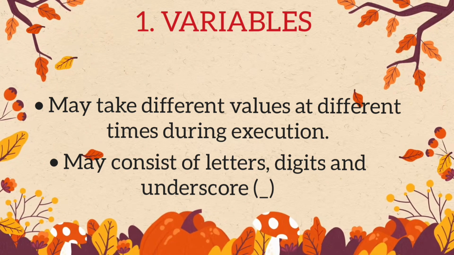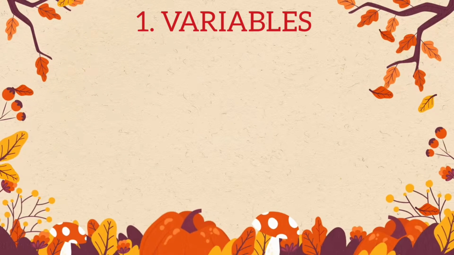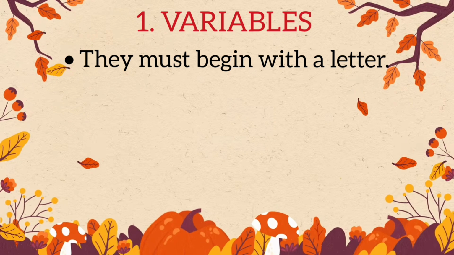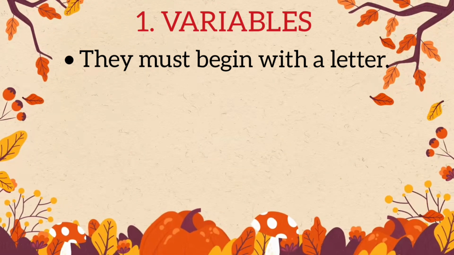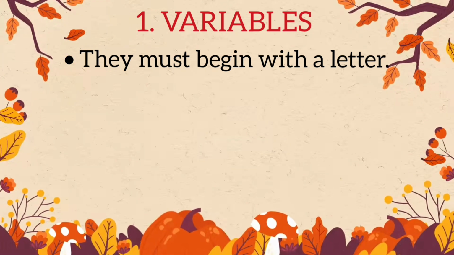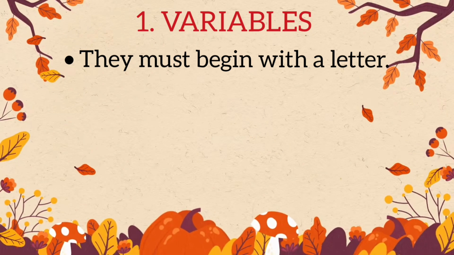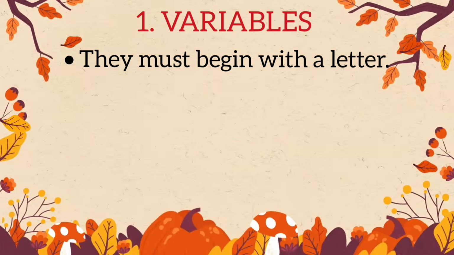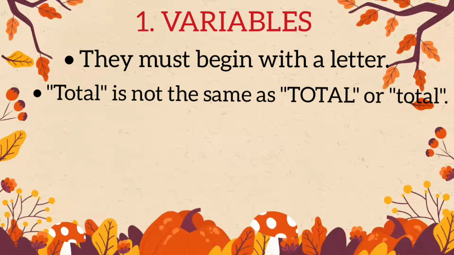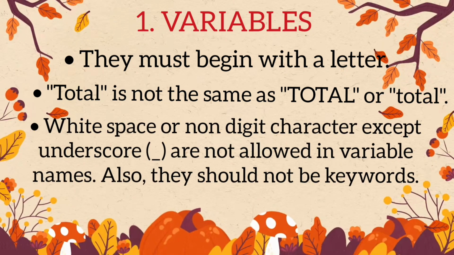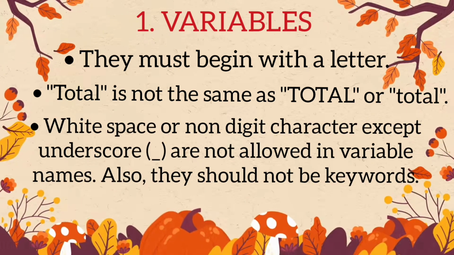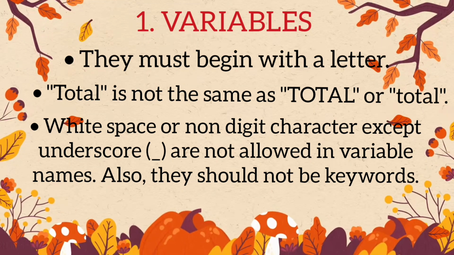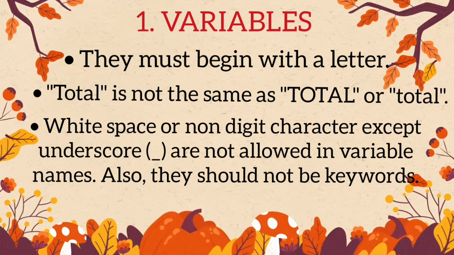Now there are some rules regarding variable names. First of all, they should begin with a letter, not a digit or a special symbol. Underscore can be used, but only some systems allow it, so it's better not to use it at the beginning of a variable name. Secondly, C is a case sensitive language. That means if you write the word total in capital and again in small, these two words are counted as different. Thirdly, white space, that is blank space, is not allowed in variable names. Also, no non-digit characters are allowed in variable names except underscore. Moreover, the variable names should not be keywords. Keywords we will discuss later.